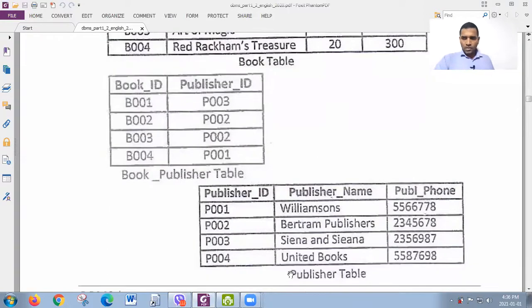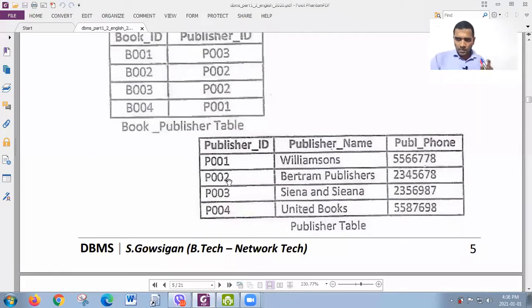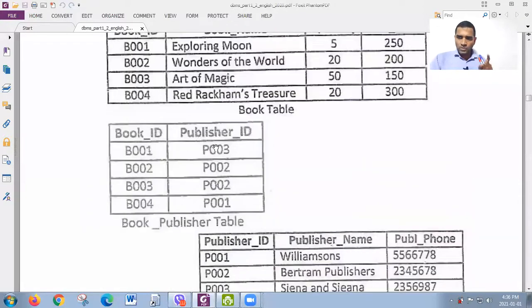Okay. Look here. In the publisher table, publish ID is the primary key. That same publish ID is also available in the book publisher table. But in the book publisher table, this publish ID is not the primary key. So publish ID in the book publisher table is also a foreign key. So you have two foreign keys, both in the same table. First one is book ID in the book publisher table. Second one, publish ID in the book publisher table.